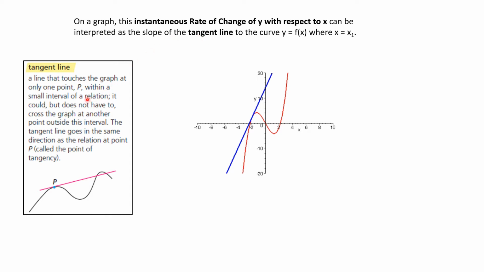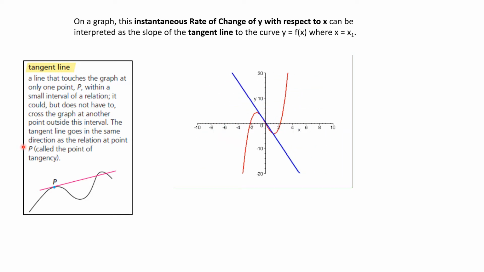The tangent line is a line that touches the graph at only one point within a small interval. So if you look over here, this is a tangent line here. Now it does cross again over here, but in this area of concern right here, it's only touching once. It's skipping off once, like a stone skipping off the surface of the water. So it may cross again later, but close to its point, it's only once. And then P is called the point of tangency.